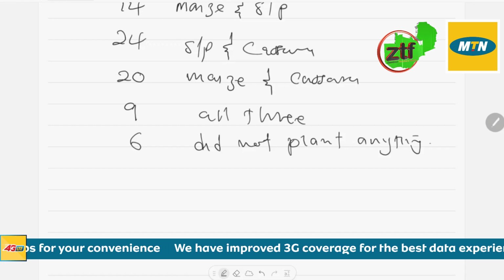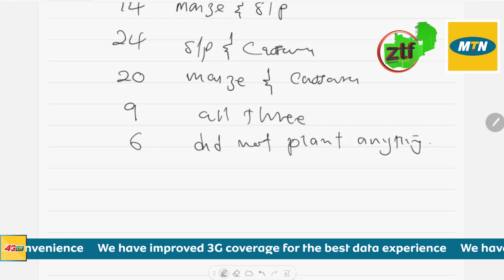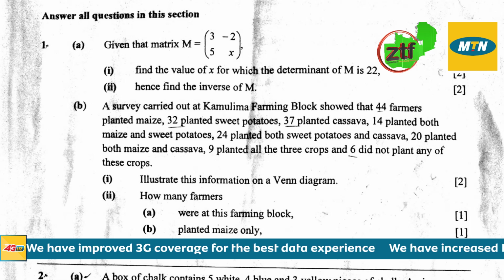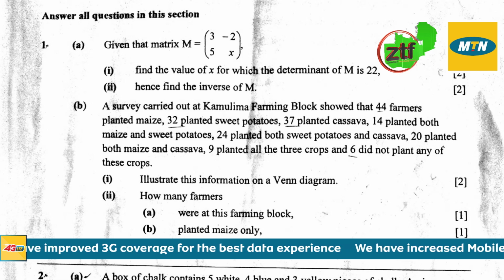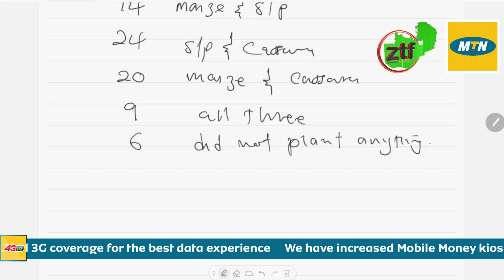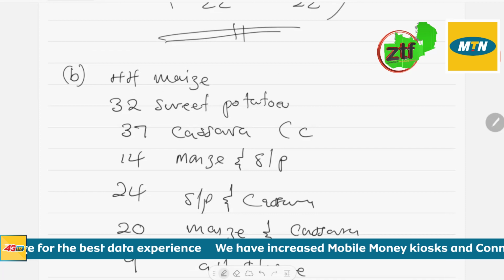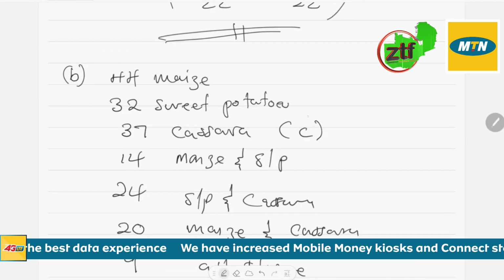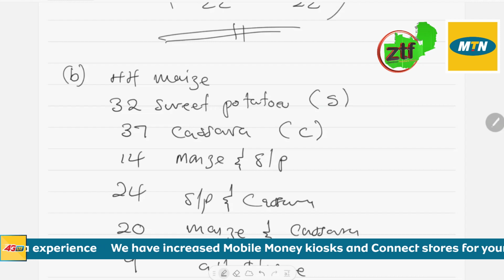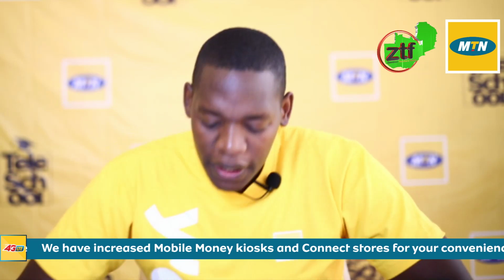Now, the first question on part B number 1 is to illustrate this information on a Venn diagram. So we have 3 types of crops in this case. We have cassava, which will be denoted by letter C. Then we have sweet potatoes, I'll use letter S. And we have maize, I will use capital letter M.